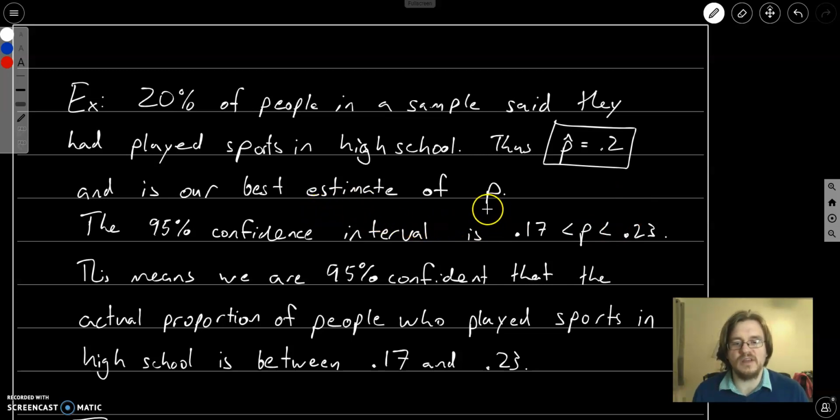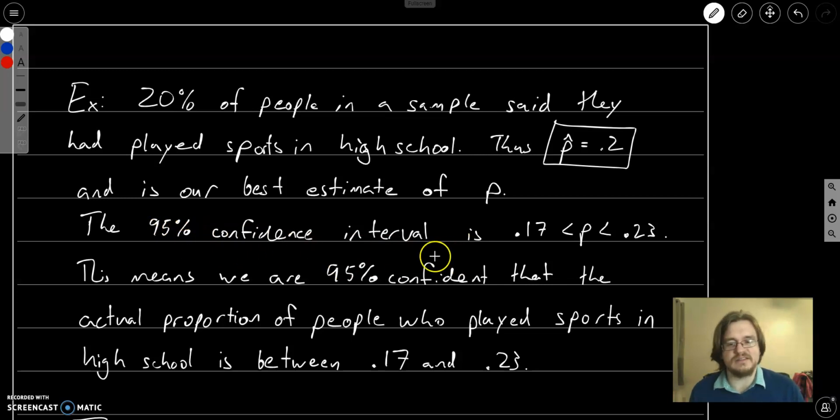So if you were to just ask, what percentage of the population would you expect to have played sports? Well, we collected a sample for a reason. We would guess that maybe it's 0.2. However, maybe we can't say it's equal to 0.2 exactly because we simply don't know. So maybe we want to give a range of values.